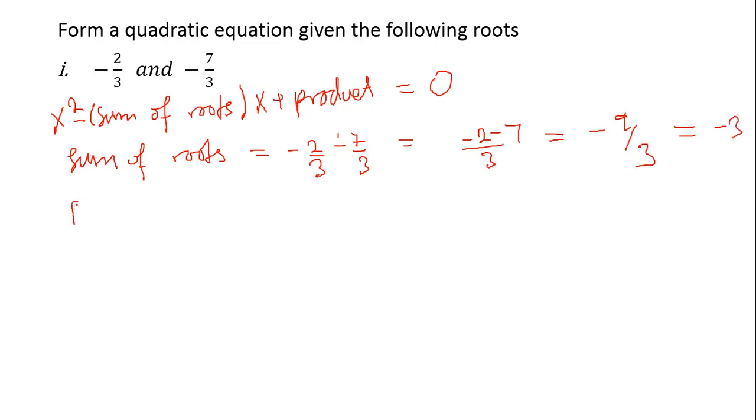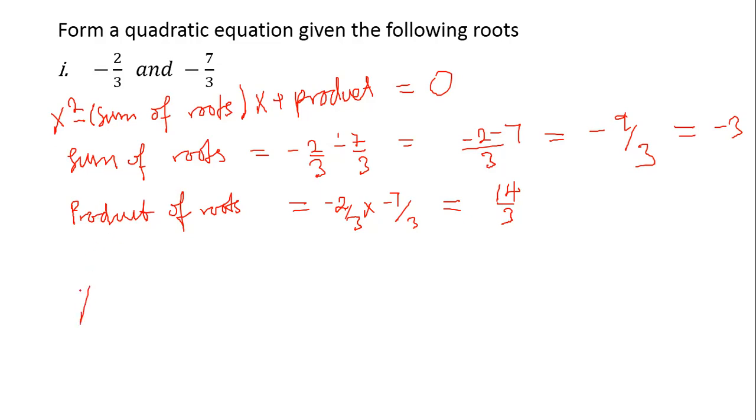Then we are going to get the product of the roots. This will be -2/3 multiplied by -7/3. And this will give us +14/3, because a negative times a negative gives us positive. So after getting the sum and product, we are going to substitute in the above formula.